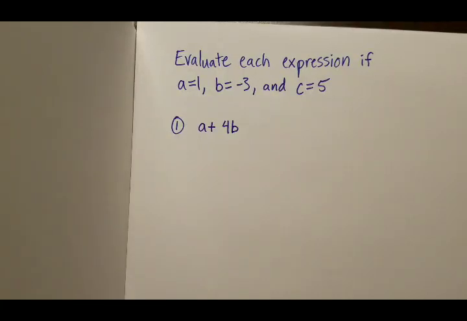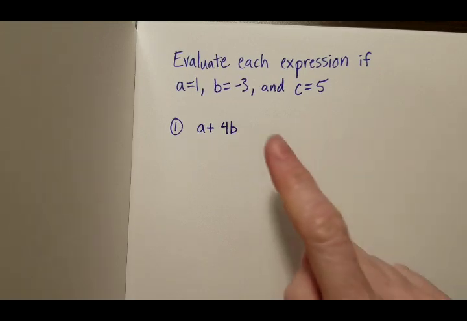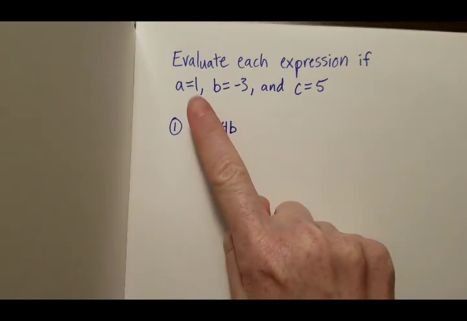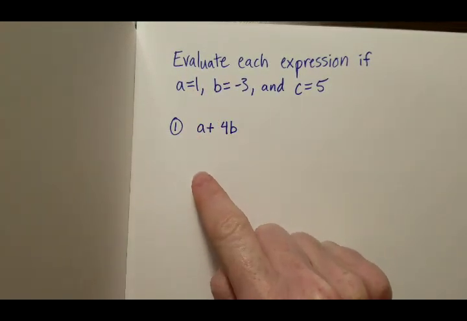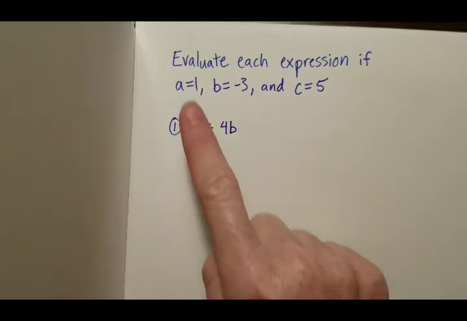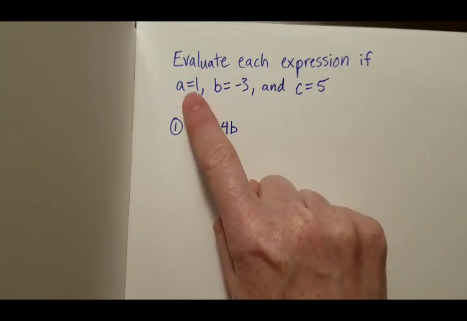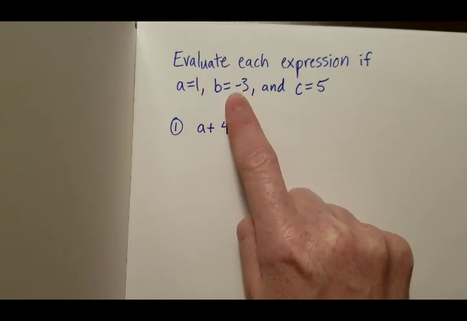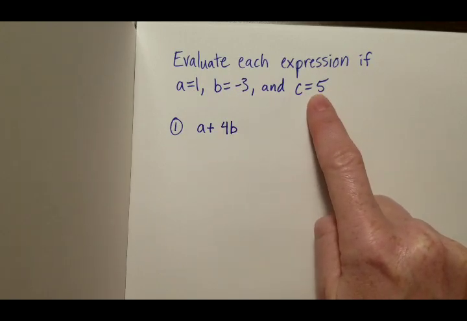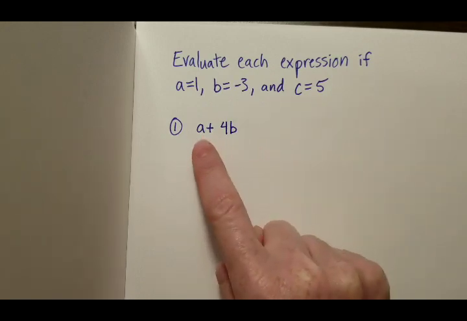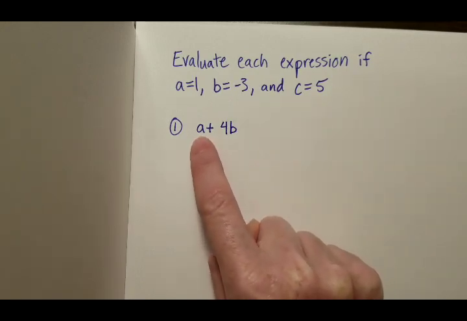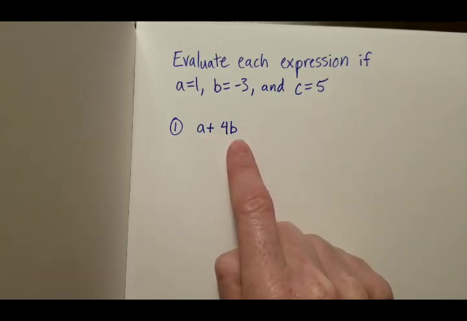Hi! Today we're going to go over some examples of evaluating expressions given numeric values for the variables. So this is an example of one you might come across. Evaluate each expression if a equals 1, b equals -3, and c equals 5. And for our first example, we have the expression a plus 4b.